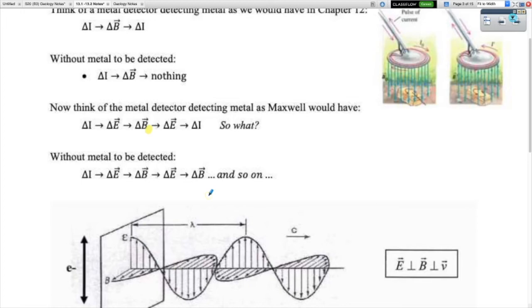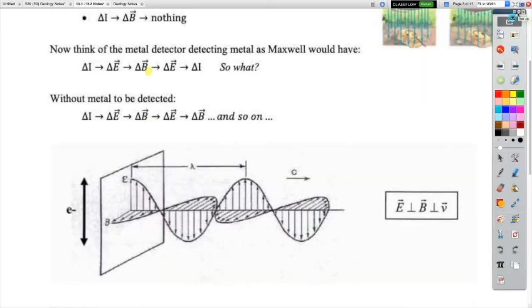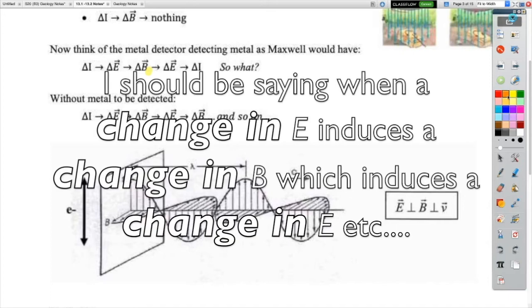You have a changing electric field leading to a change in a magnetic field, leading to a change in an electric field. This goes on and on. There's no reason for that ever to stop. It's a self-feeding, self-propagating cycle. So what does it look like when an electric field induces a magnetic field, which induces an electric field, which induces a magnetic field, which induces an electric field?